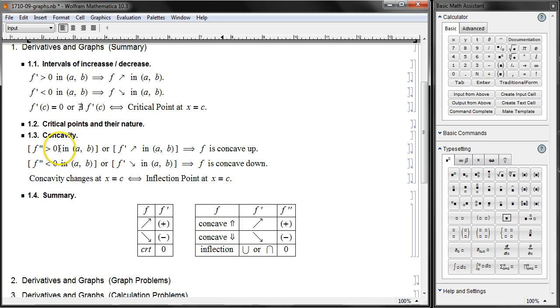Conclusion. Second derivative is positive, above the x-axis, up. First derivative is going up. Original is concave up. Up is up. Second derivative is below the x-axis, down. First derivative is going down. Original is concave down. Down is down. It's easy to remember.